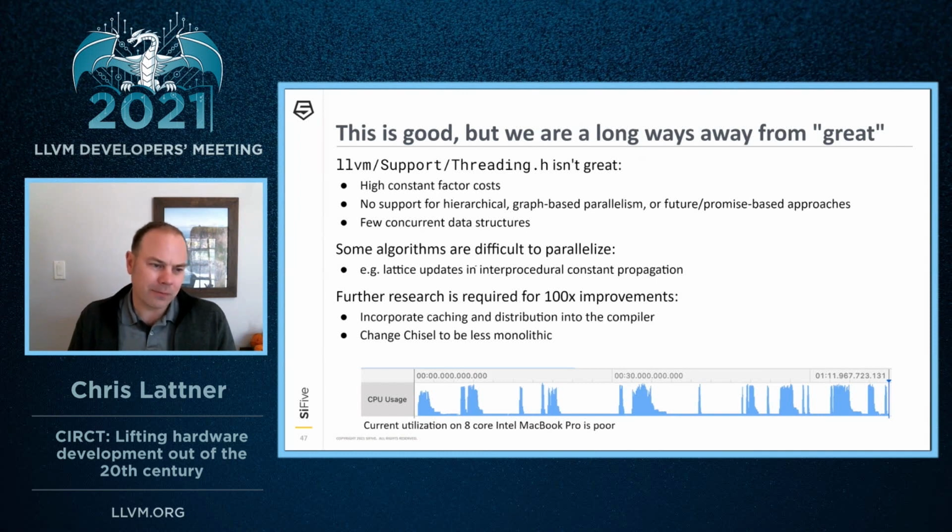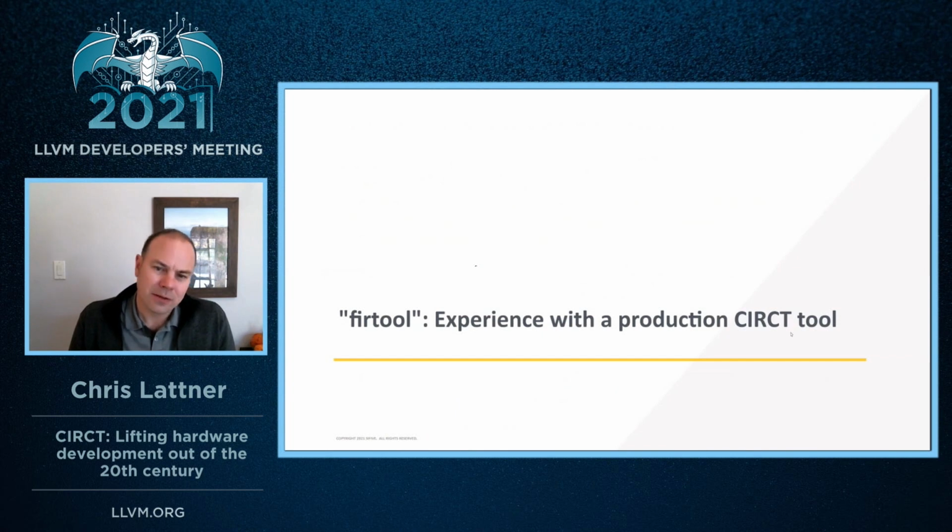Function pass managers being parallel is certainly not enough. Going further, we have more difficult to parallelize transformations like lattice updates and IP SCCP type passes. And over time, we're not just interested in constant time speedups. We're interested in algorithmic improvements like making Chisel less monolithic, improving caching and distribution in the compiler itself, and really pushing the envelope on compiler design here. Next. Do you want to take it away, Andrew, and talk about using this stuff in production?